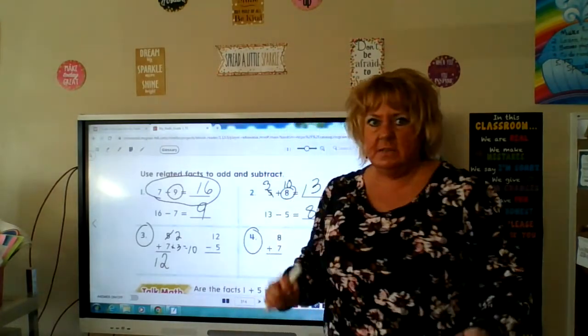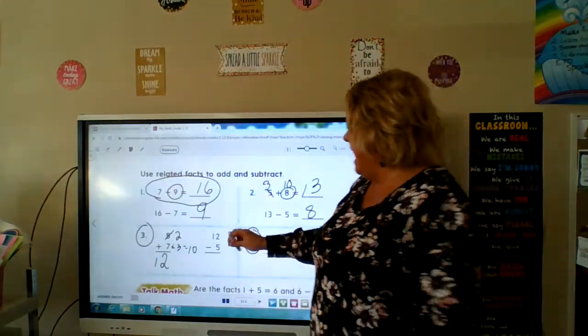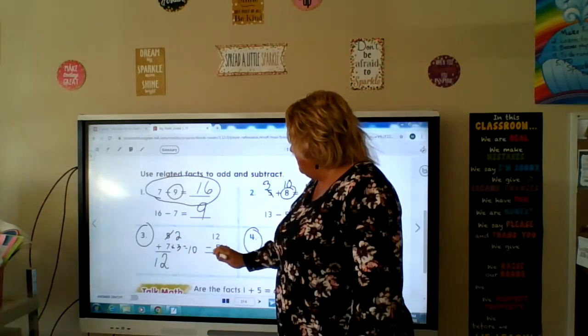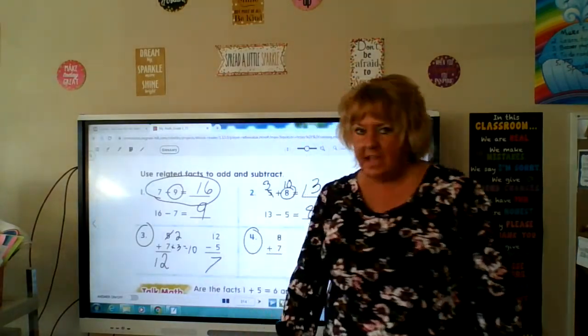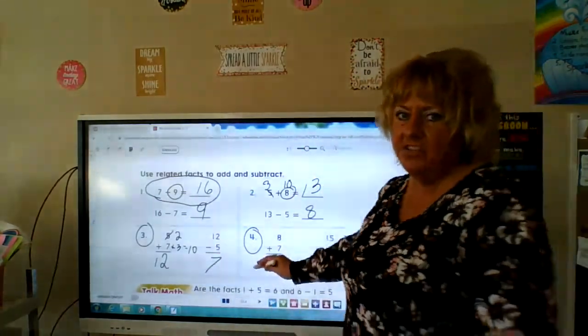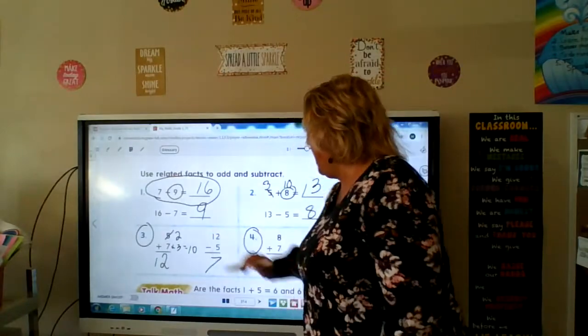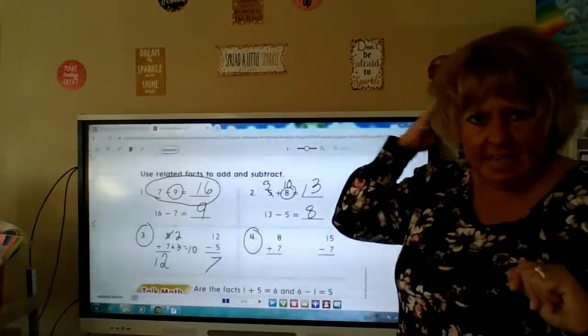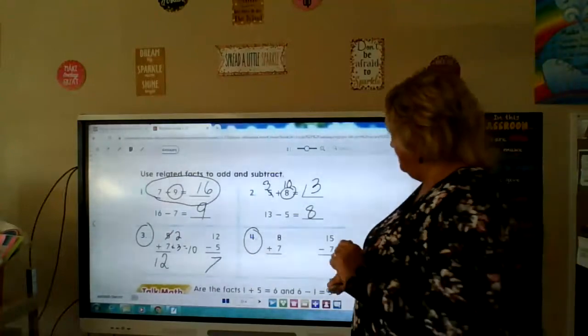The related subtraction problem is going to have a 5, a 7, and a 12. 12 minus 5, the other number left is 7. Now let's check it. Is 7 plus 5 12? Yep, it is. If you got that one right, give yourself a great big pat on the back.